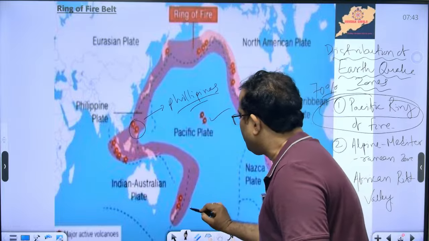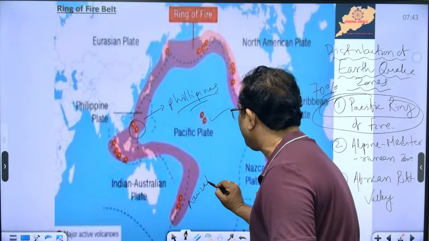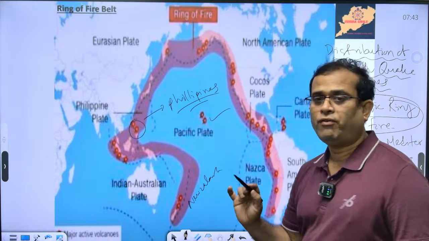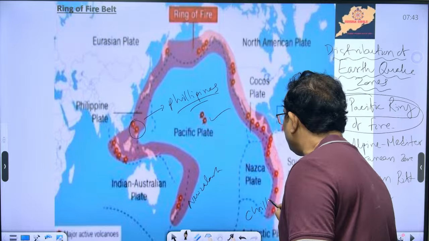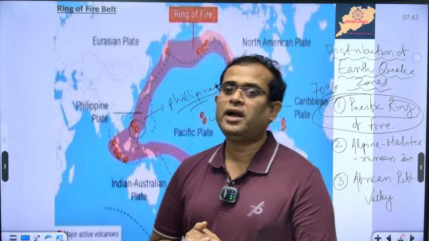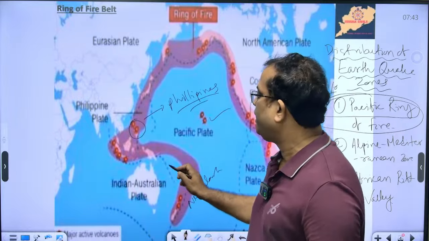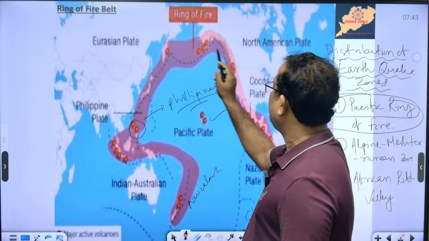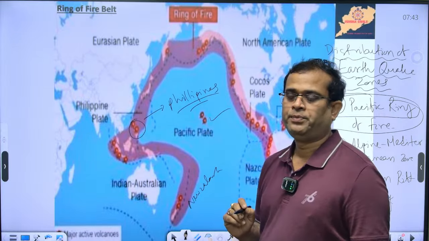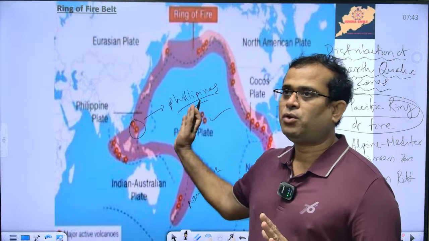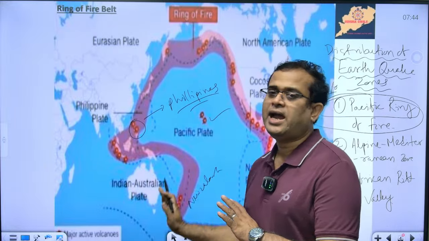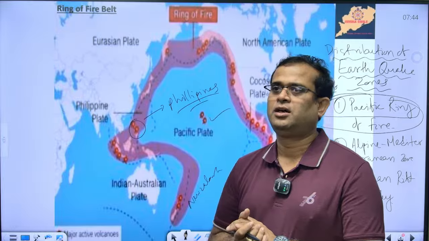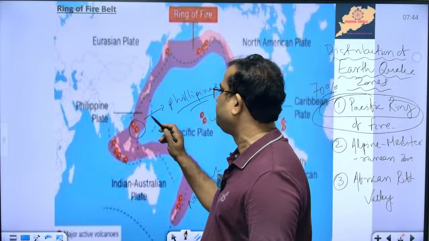It starts from New Zealand and ends at Chile. Chile is a country in South America. So how many continents are passing there? It includes Asia, North America and South America. Asia has the major part. If you go to the western part of the Pacific, it entirely covers Asia and Australia. Australia is one of the smallest continents.